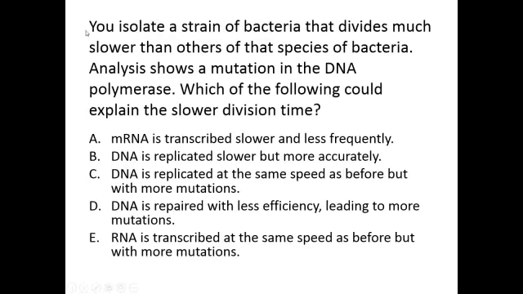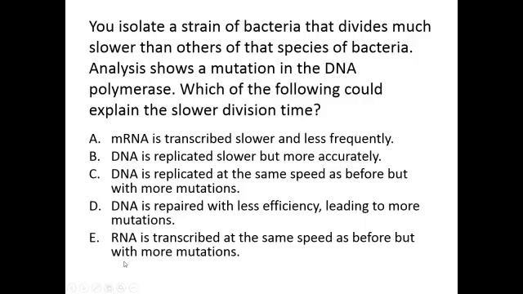Alright, on to this next one. You isolate a strain of bacteria that divides much slower than others of that species of bacteria. Analysis shows a mutation in the DNA polymerase. Okay, so we have a DNA polymerase mutation. Which of the following could explain the slower division time?